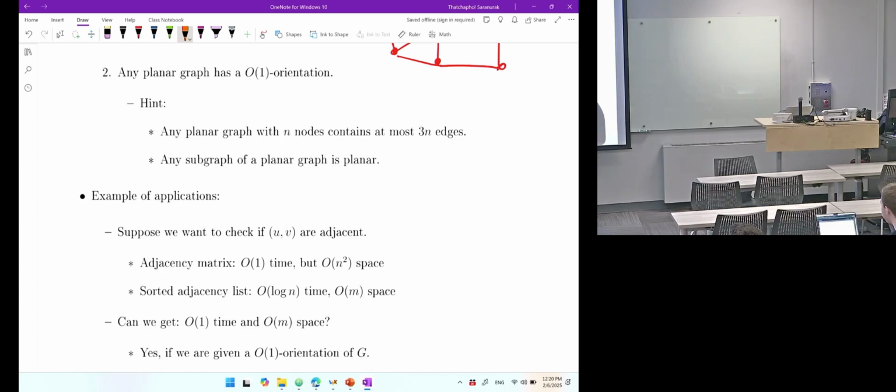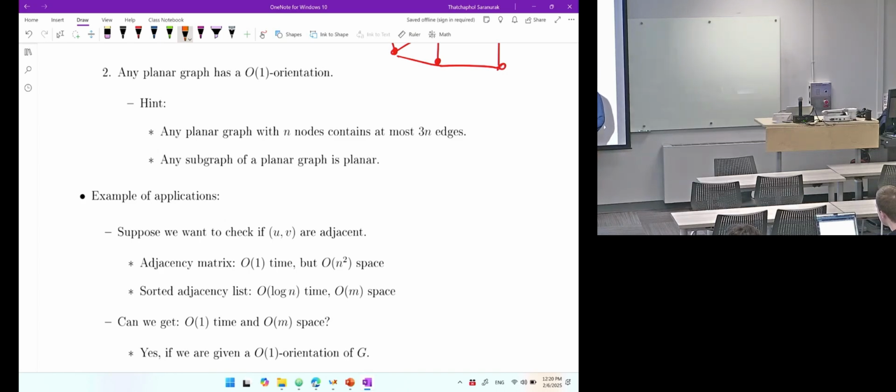On the other hand, you can also use an adjacency list, where the list is stored in, let's say, a binary search tree. And if you do that, you can check if U and V are adjacent just by looking at the adjacency list of U and searching for V. That takes log n time. But now the space is linear. So this is good, linear space. And this is good, constant time. Can we get the best of both worlds? Can we get both constant time and linear space?